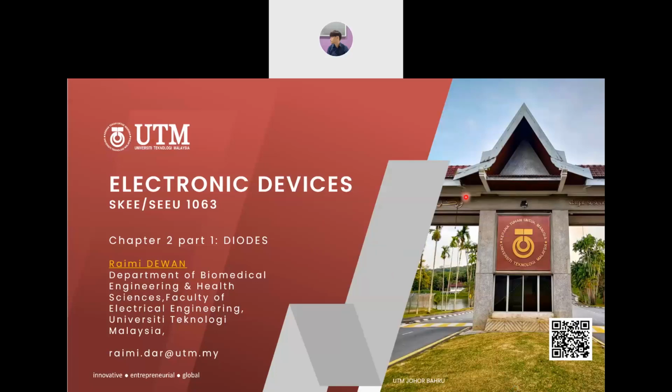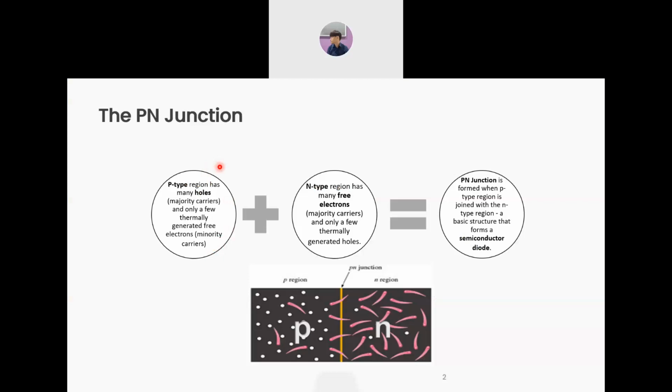So this is the new chapter, chapter 2 part 1, diodes. In this chapter we will learn about the p-n junction. What is a junction? A junction is the interface between two regions. Here we have a p-n junction: this is the p region and this is the n region.